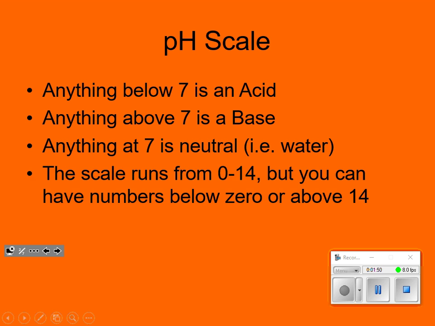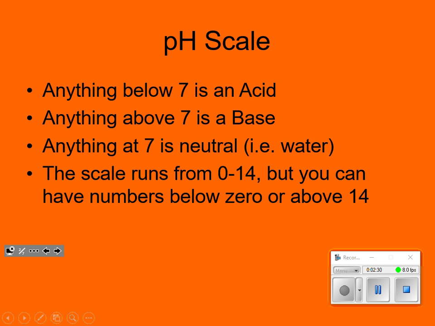Now, typically, the pH scale is advertised as a 0 to 14 scale. However, you can actually go below 0 if you have a high enough molarity of your acid. You can go above 14 if you have a high enough molarity of your base. So 7 is in the middle. 7 is neutral. The further away you get from 7, the more of an acid you are, or the more of a base you are.